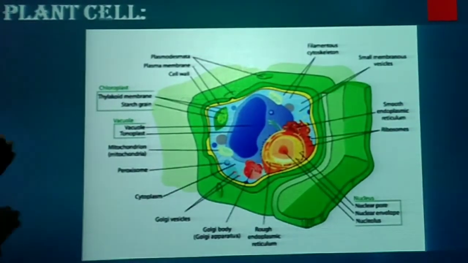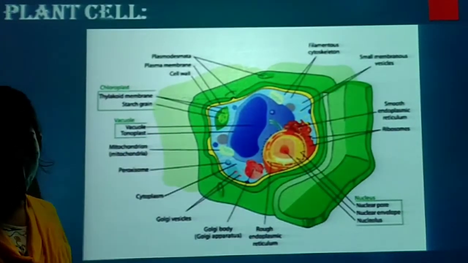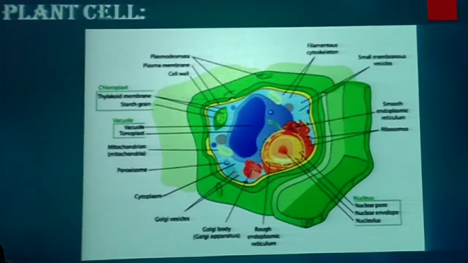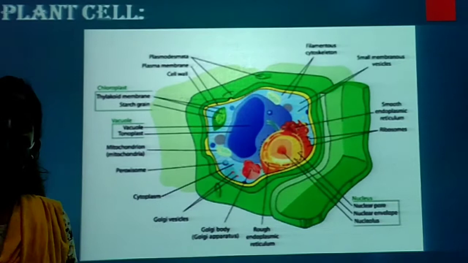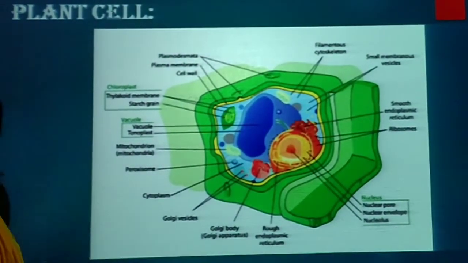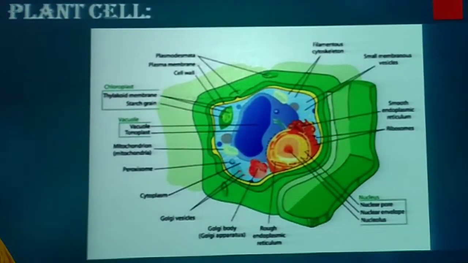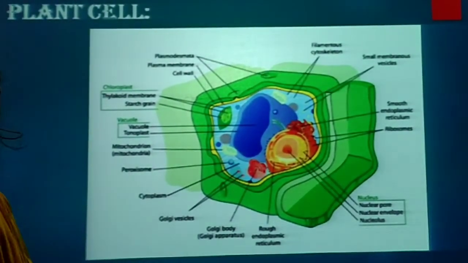Now next is the other difference, the plastid, and what is their role and the role of vacuole, we will learn in this plant.